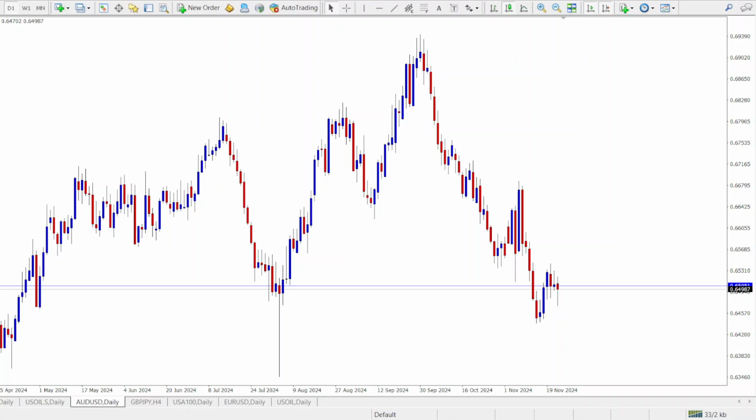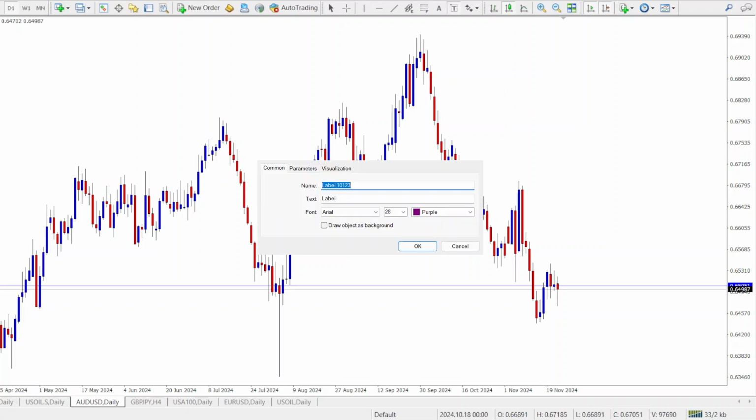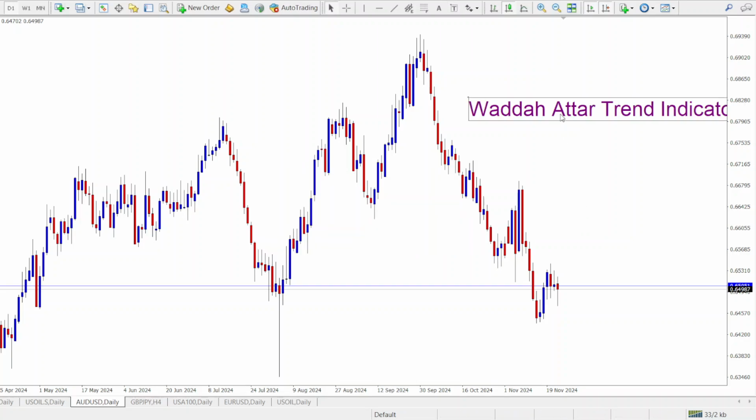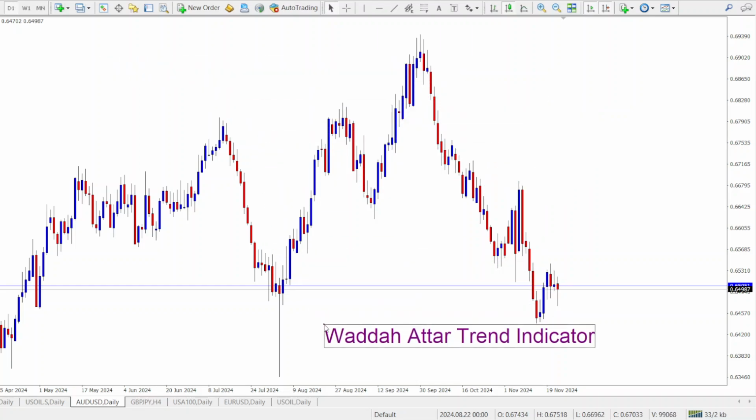Now in this particular video we are going to be looking at a custom indicator known as the Waddah Attar trend indicator. Quite an interesting name, right? I'm just going to write the name of the indicator here so that you can see it clearly. This is the name of the indicator, the Waddah Attar trend indicator. Okay, so this indicator is a custom indicator.